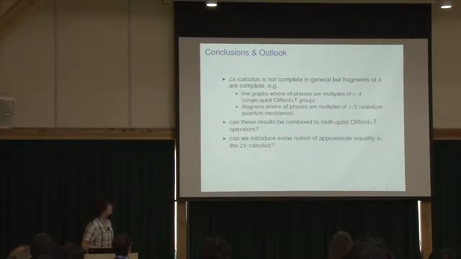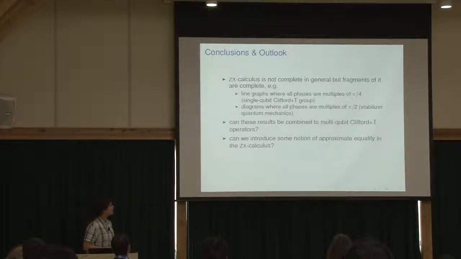Right, that's it so far for my talk. So as Vladimir said, the ZX calculus is not complete overall, and we don't know how to complete it. But as I've shown just now, we can still find fragments of the ZX calculus which are complete. For example, line graphs where all phases are multiples of pi by 4, or arbitrary diagrams where phases are multiples of pi by 2. And an interesting next question is to see whether these results can be combined into a completeness proof for multi-qubit Clifford plus T operators. But it's not at all obvious whether that works or not.